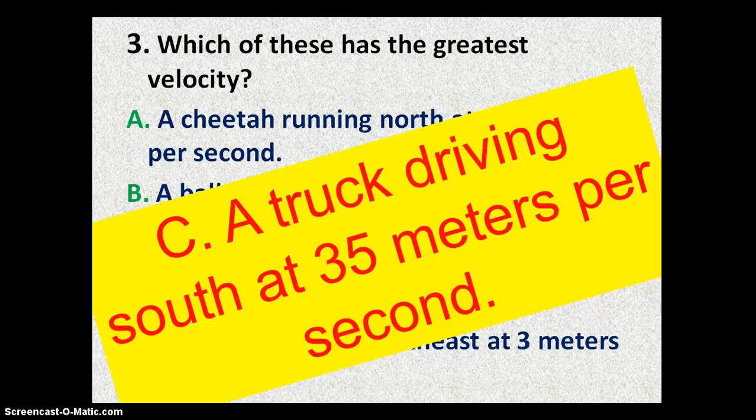The answer is C, a truck driving south at 35 meters per second. That was the one with the highest speed, and since velocity and speed are pretty much the same, you'd look for that answer. Of course, this also includes direction, so that's why it's called velocity and not just speed.